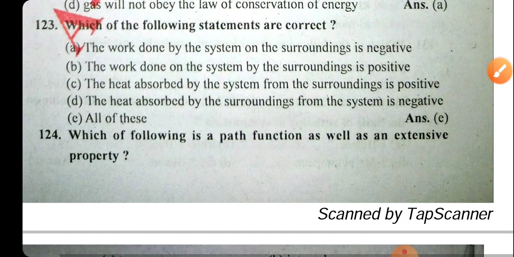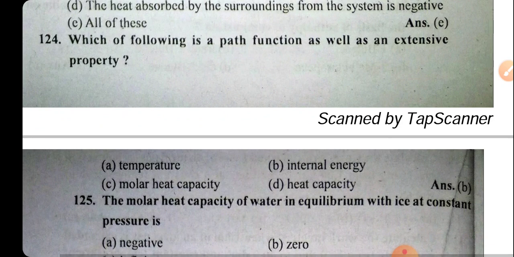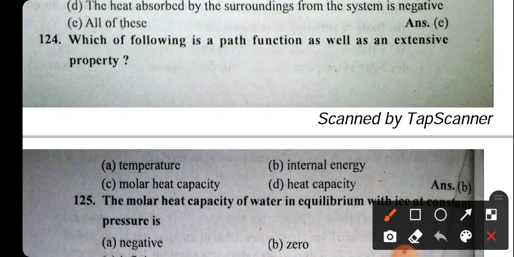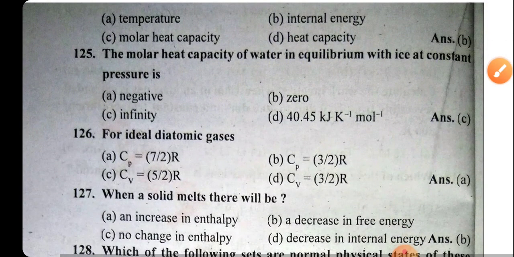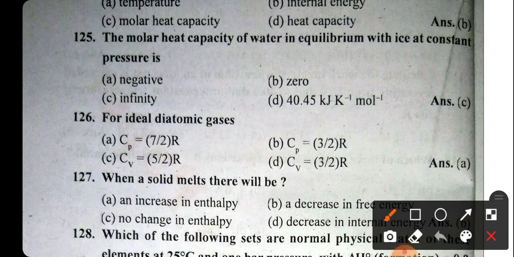Now the next question is, which of the following is a path function as well as an extensive property? That is the internal energy. Option number B is the right answer. Now the next question is, the molar heat capacity of water in equilibrium with ice at constant pressure is infinity, option number C. For an ideal diatomic gas, Cp is equal to 7 by 2 into R. Option number A will be the right answer.